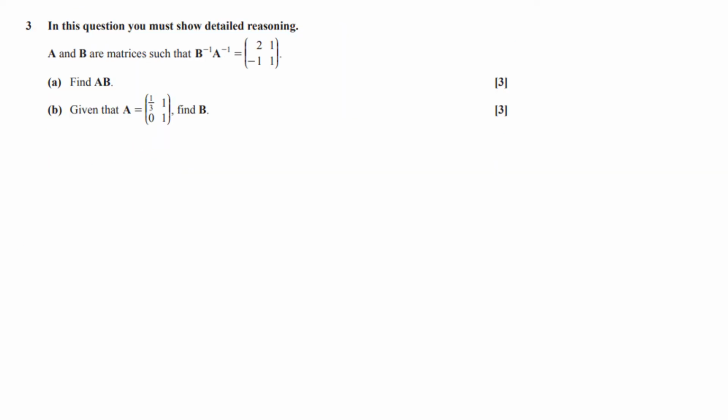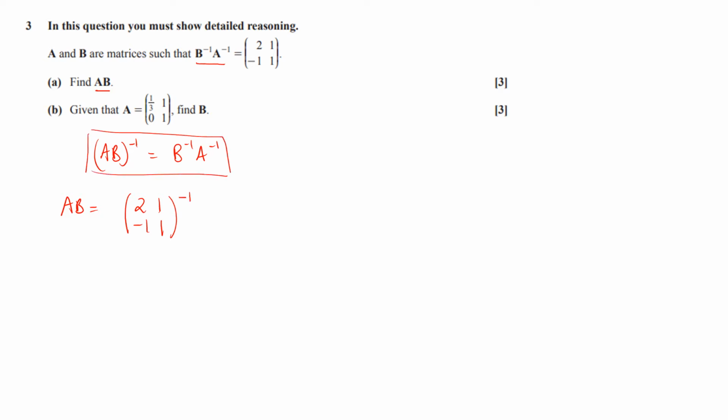So number 3 is a matrices question. So for part A, to find AB, because we're given B inverse A inverse is 2, 1, minus 1, 1, we need to use the fact that AB inverse is equal to B inverse A inverse. So because the given matrix is AB inverse, we need to just find the inverse of that, and that will be AB.